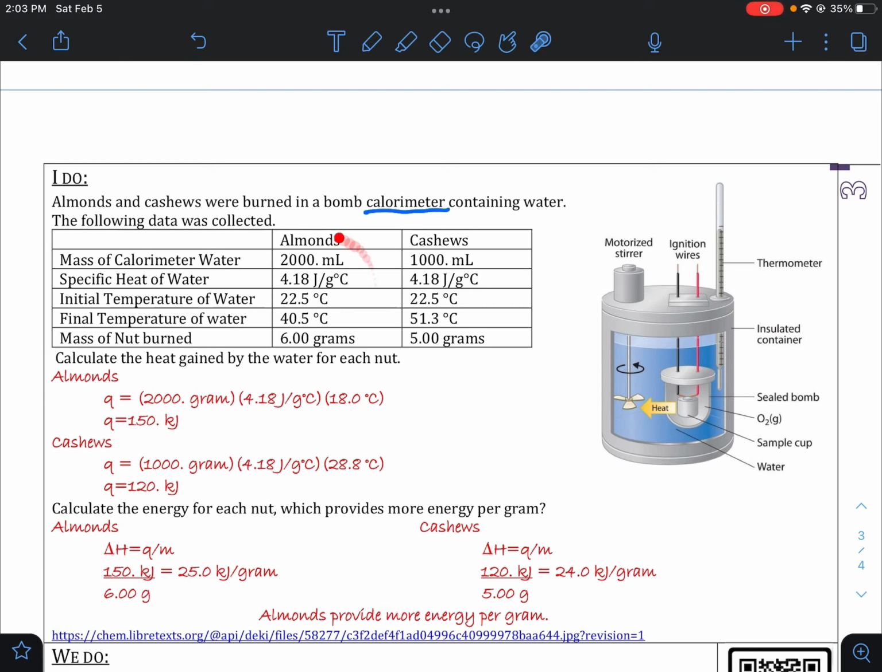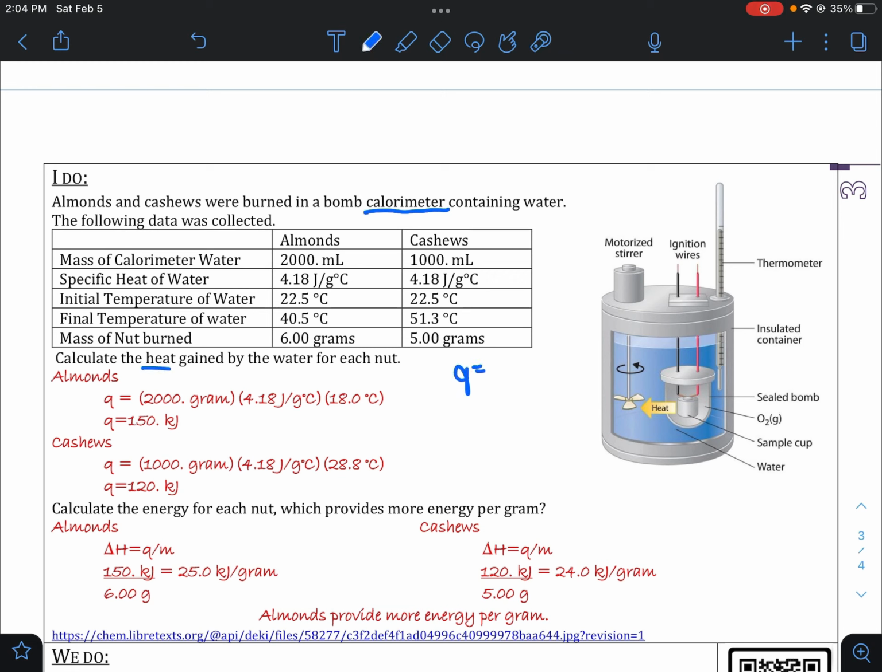Now with this, you're given lots of information, so what we can do is break it apart into the individual things that we're looking for. It says calculate the heat gained by the water for each nut. So again, we burned them individually and we can measure the change in the temperature of the water. And again, the water is the surroundings. The system is the individual nuts, the almonds versus the cashew. So we can calculate the heat.